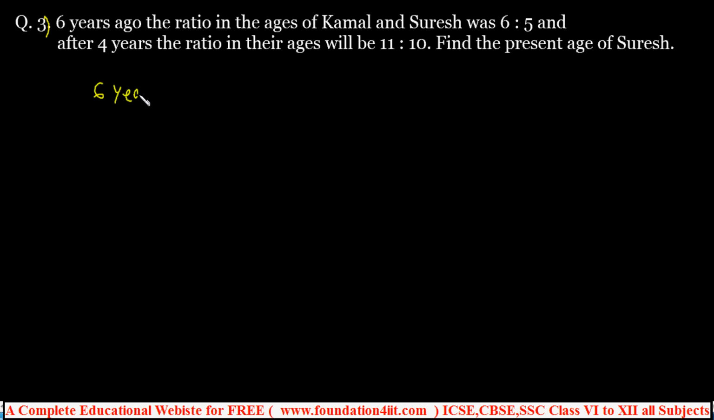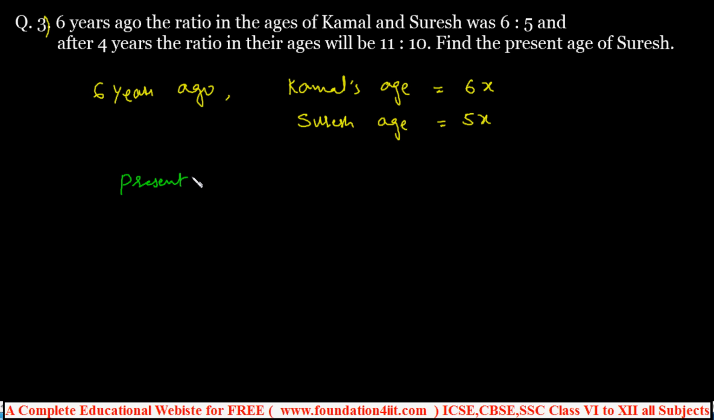First, let us take the ratio value from 6 years ago. Six years ago, let Kamal's age be 6x and Suresh's age be 5x, because the ratio is 6:5. That is the condition from 6 years ago. Now for the present age: Kamal's age 6 years ago is 6x, so for the present we should add 6, because if it was 30 years then, now it is 36.